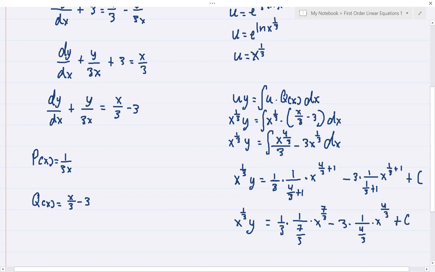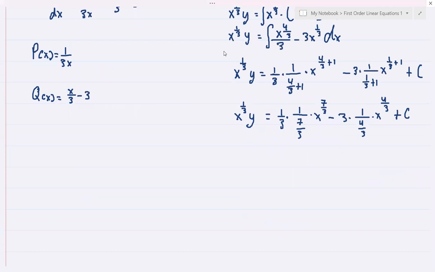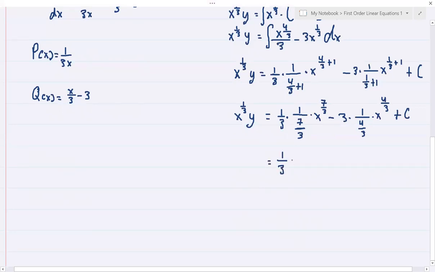And plus. Now, let's simplify. If you're going to simplify 1 all over 7 over 3, you will have 1 third times 3 all over 7 times x raised to 7 all over 3. If you're going to simplify 1 all over 4 third, you will have 3 all over 4 times x raised to 4 thirds plus c.